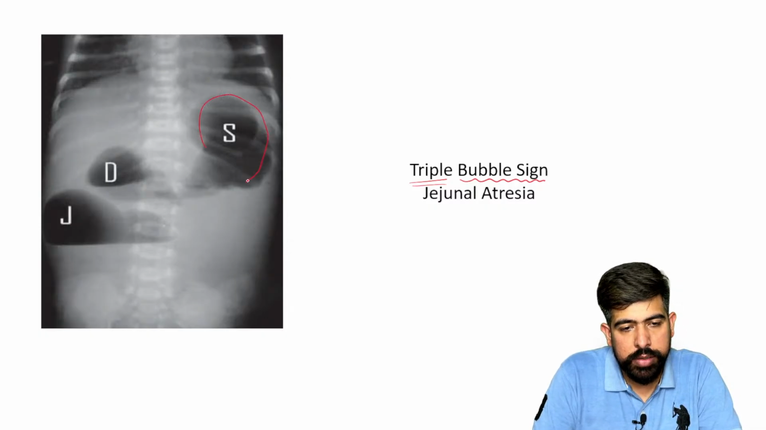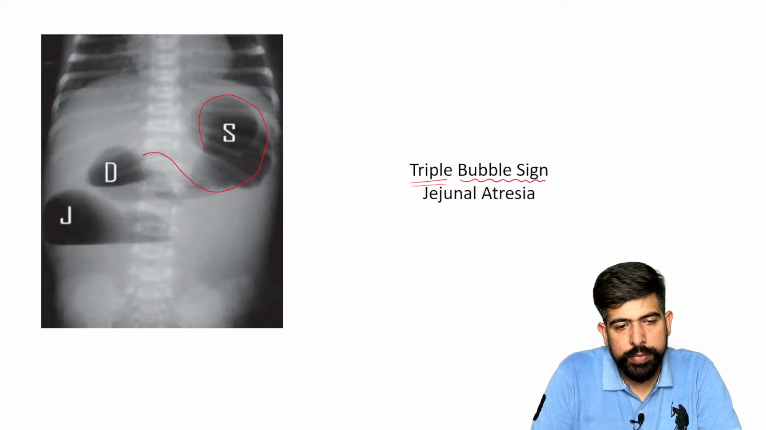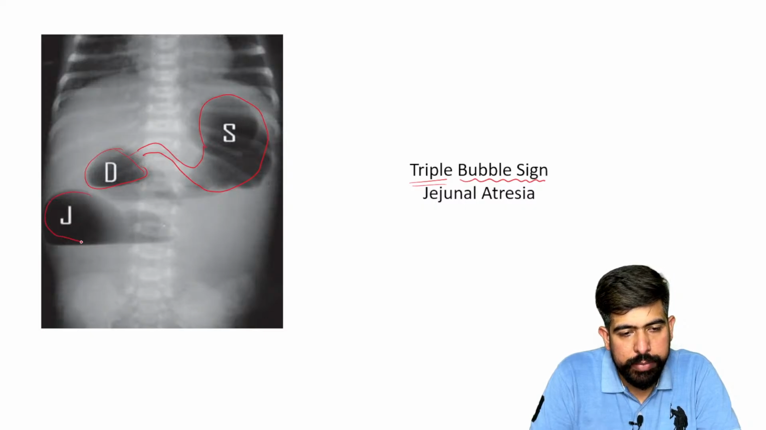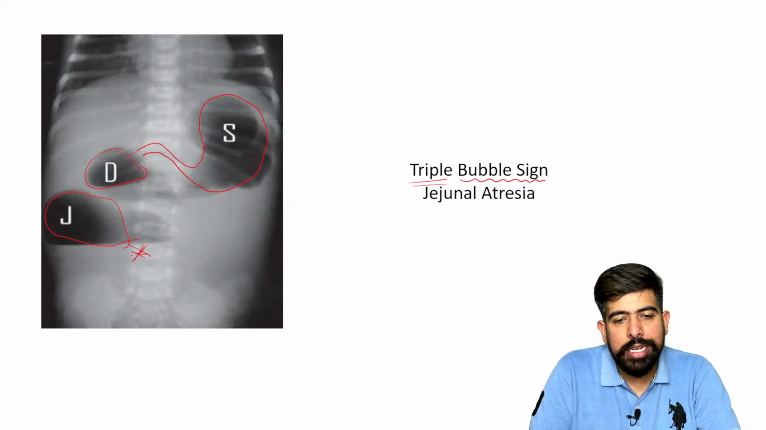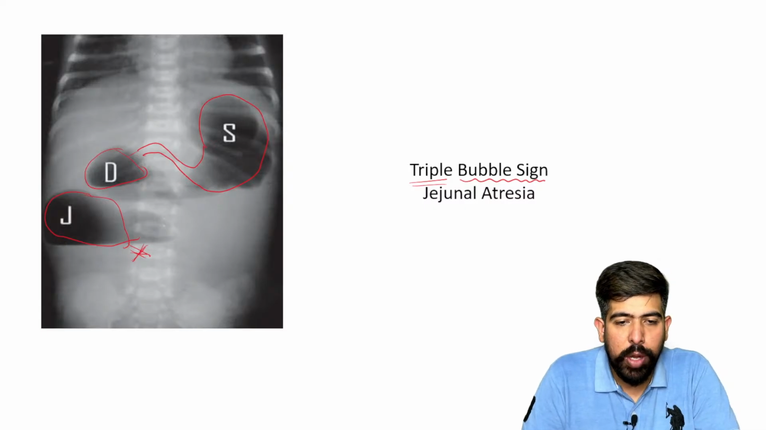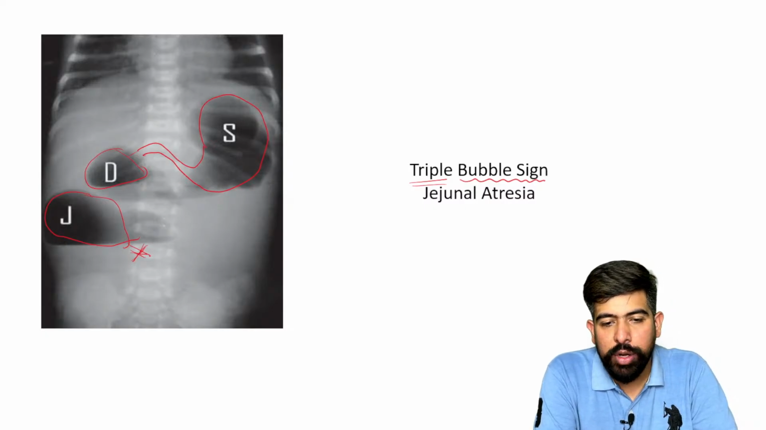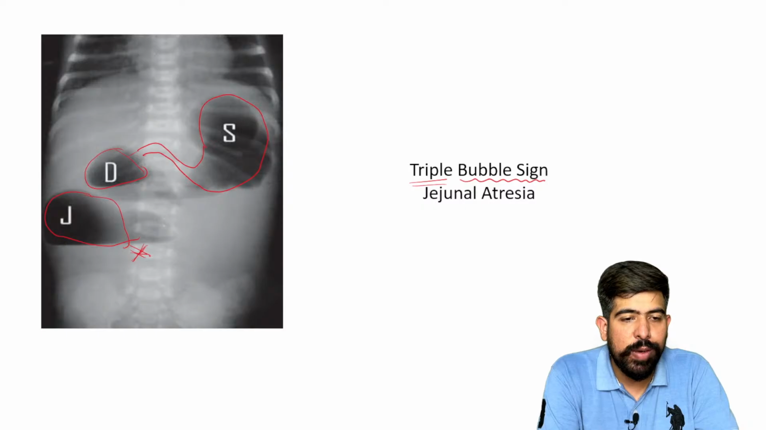The first bubble is from the stomach. The second will be made by your duodenum. And as the duodenum is attached with the jejunum, the third bubble will be seen by the jejunum. Now the obstruction is at the jejunum, right? So now what we can see over there: the first bubble from the stomach, the second from the duodenum, and now the third is from the jejunum.